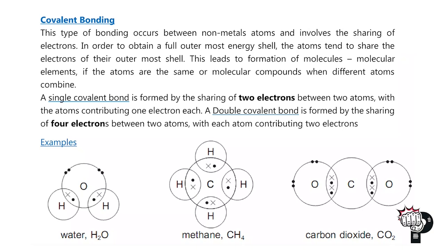For water, we'll start with oxygen. We'll use crosses for the electrons of oxygen and dots for the electrons of hydrogen. We'll draw the structure for oxygen. The configuration is 2, 6: 2 electrons in the first shell, 6 electrons in the outermost shell. So we'll draw first of all the first shell. We'll show the 2 electrons.